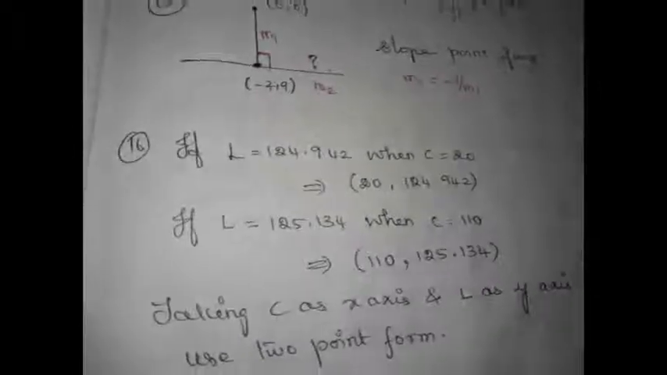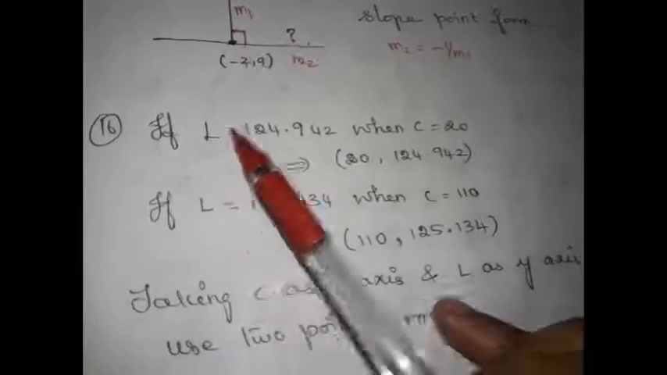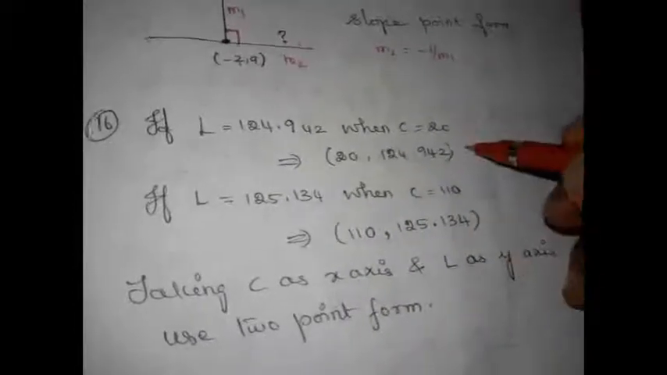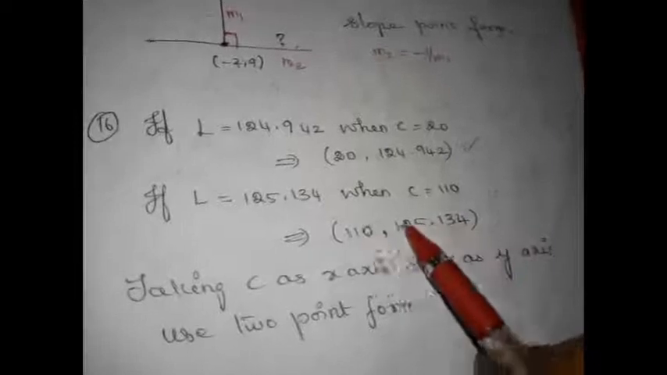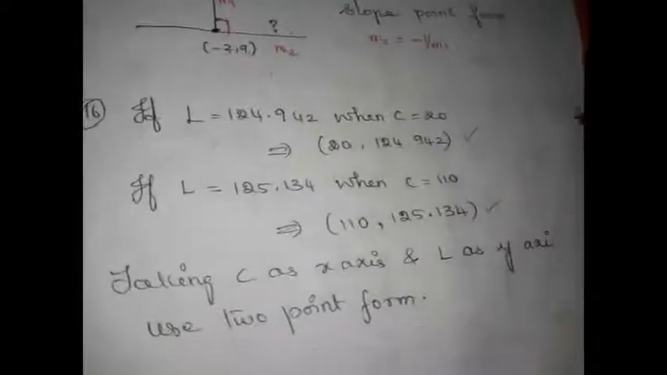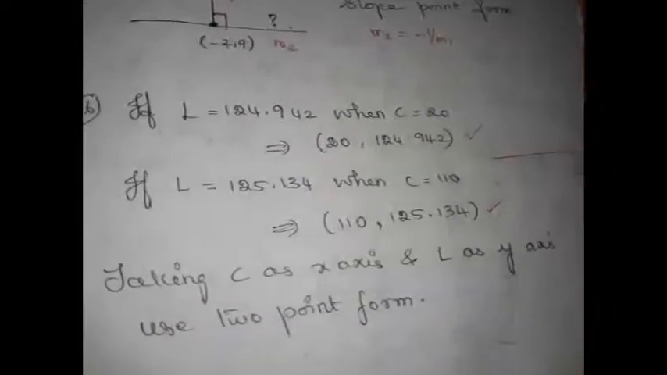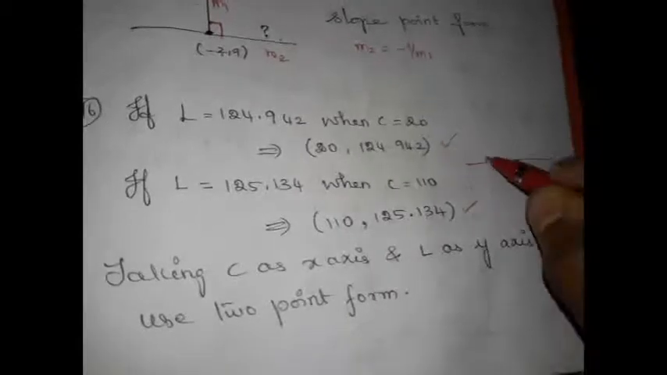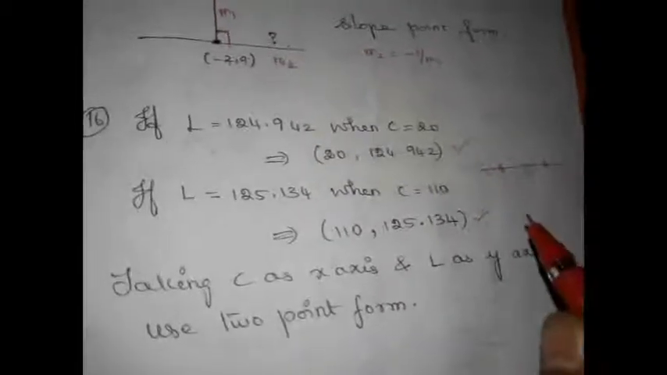So how can we do it? We can take this as: when C is 20, L is this. So (20, 124.942) is one point. And similarly (110, 125.134) is another point on the line, because it is the length of the copper rod, right? This is a copper rod and we got 2 points on it now.